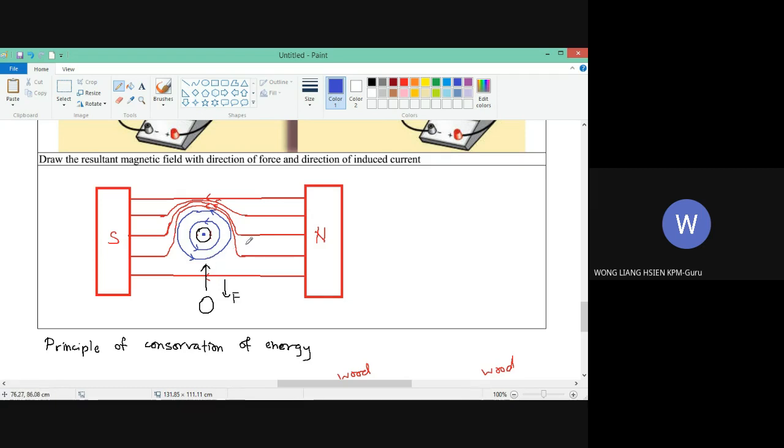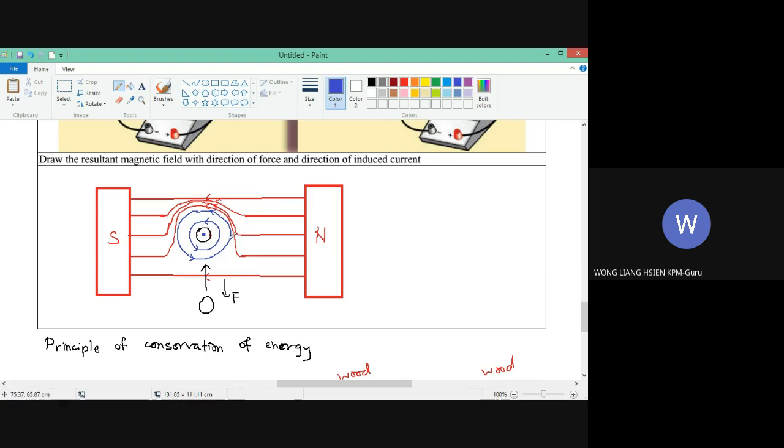So that means from this method of deduction, we can find out the direction of the induced current. You see or not? Okay, through this method, we find out the direction of induced current.